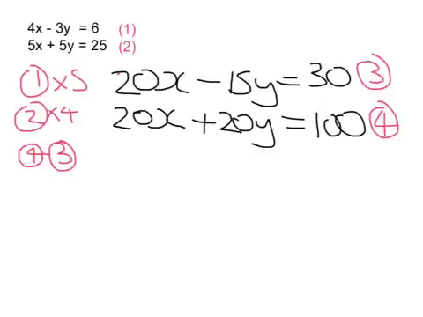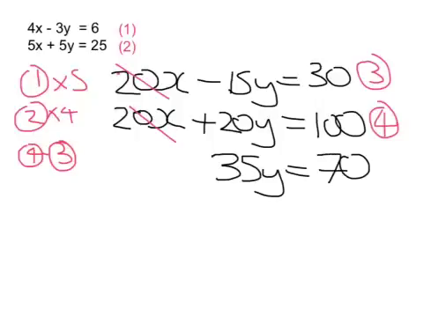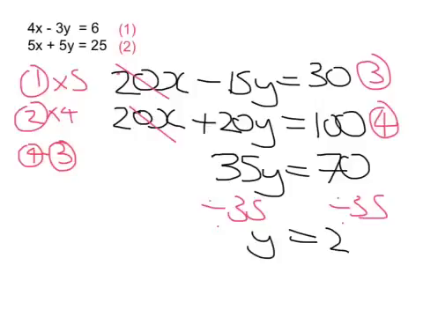So our x coefficients cancel out, and we have 20y take away minus 15y, so two negatives coming together, so we have 35y, and we have 70 here. So then we just divide each side by 35, and we get y equals 2.